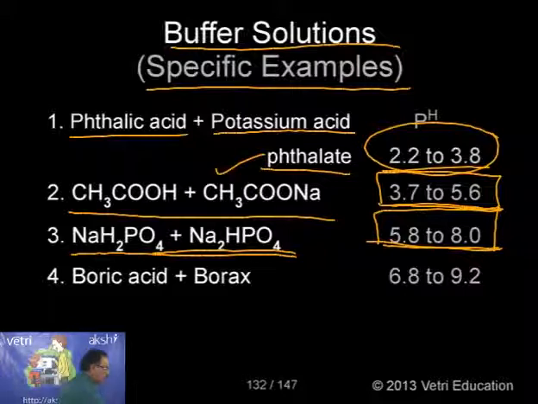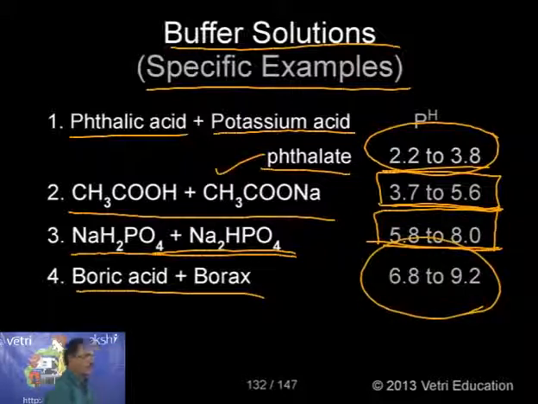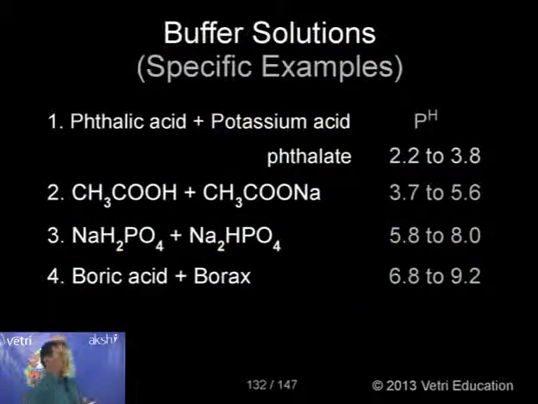Okay, the next and last one is boric acid and borax. By mixing them, you can prepare a solution of pH 6.8 to 9.2. This is the very interesting information I want to convey to you, because this is the most important.